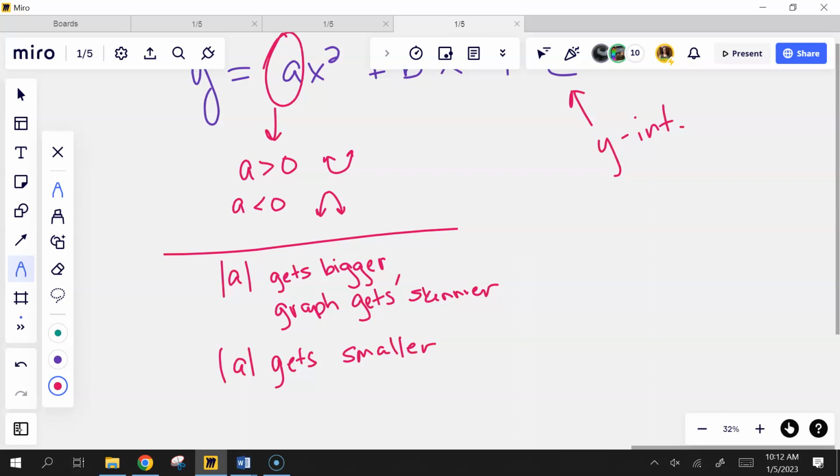Y'all can do this. How do you get smaller but not go negative? What am I looking for? What kind of values get smaller but never go negative? Fractions. That's exactly right. If I keep cutting a number in half, half of one is a half. What's half of a half? A fourth. Half of a fourth? An eighth. You see what I'm saying? I'm getting smaller, but I'm never going to go negative. So that's a good job. So as the absolute value of A gets smaller, the graph actually gets wider.